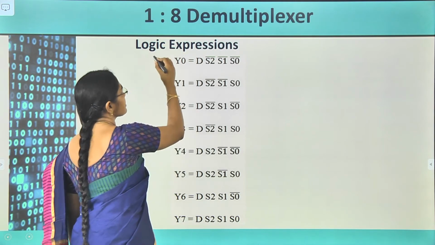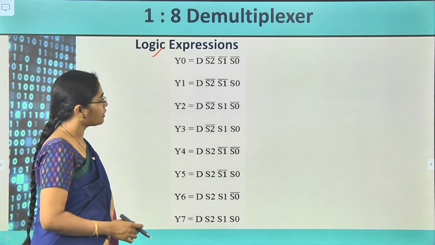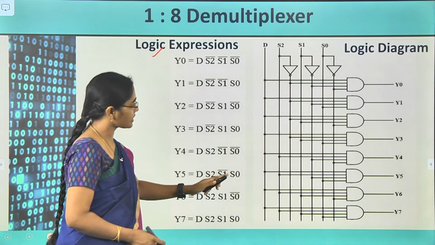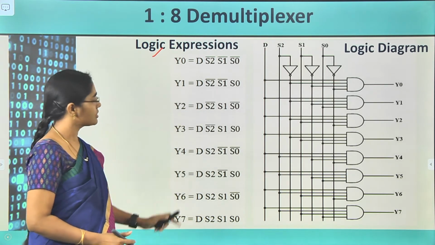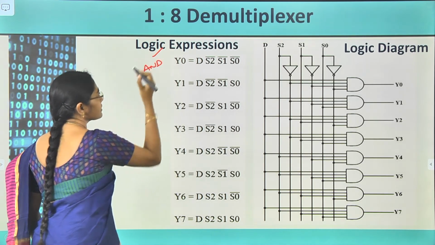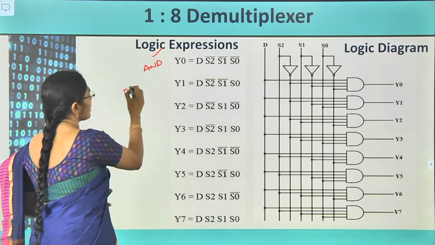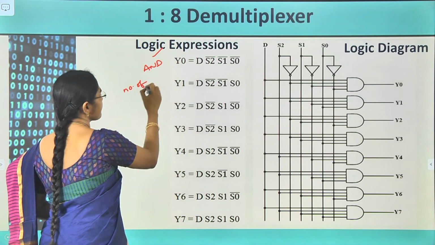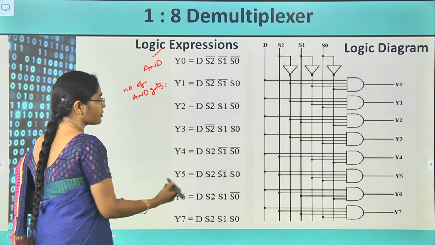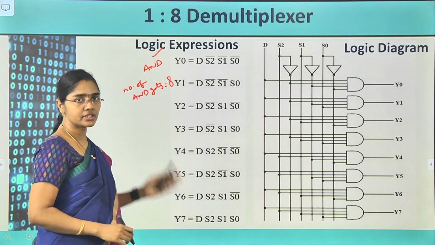After having the logic expressions, what is our next step? The next step is drawing the logic diagram. Just place the logic gates required for all these expressions. All these expressions are minterms, so AND gates are required. How many AND gates? It is based on the number of outputs. The number of output signals is 8, so the number of AND gates required is 8.